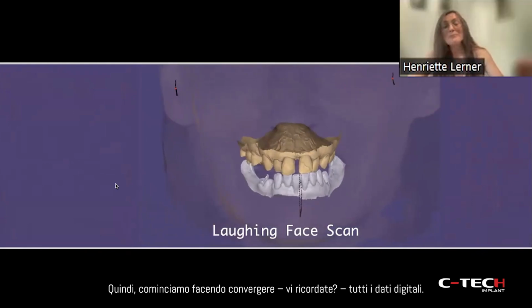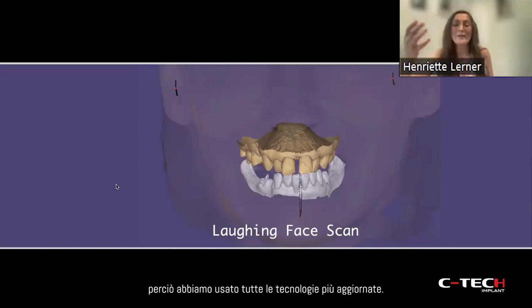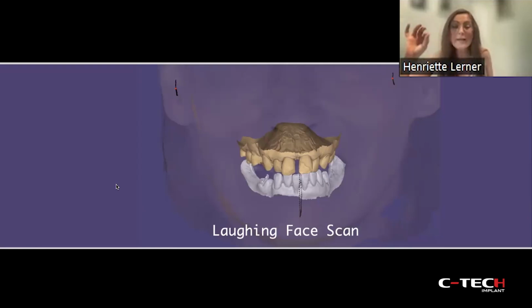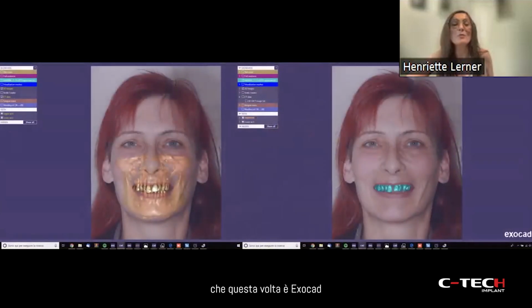Okay, so you have a matching of all the digital data, you remember. This is a more recent case, so we use the newer technology. I will show you different stages, different things, and I show you the last one with its advantages. So we can match the laughing scan, implement the movements in the planning software, which this time is Exocad. I suppose Christos will use the same.